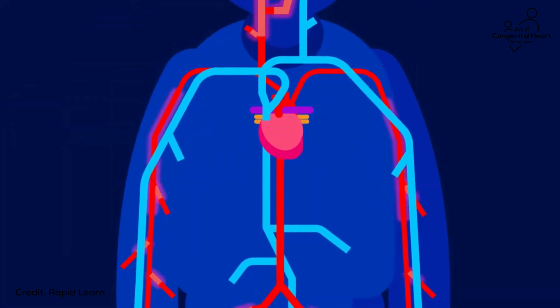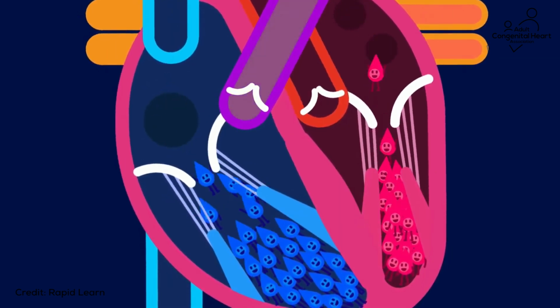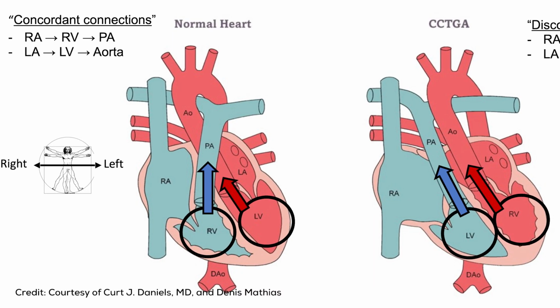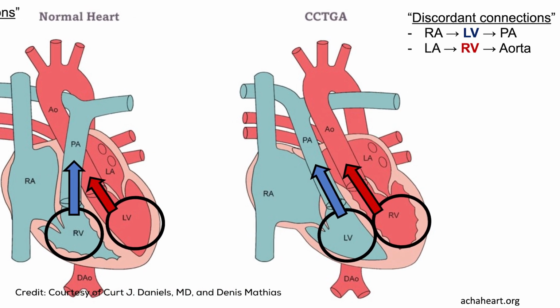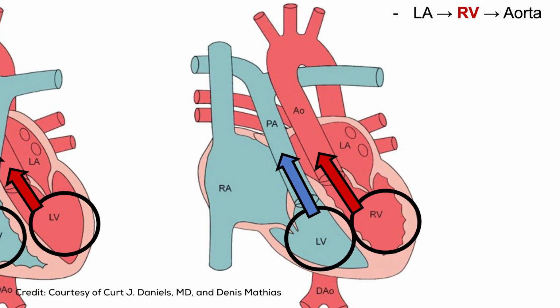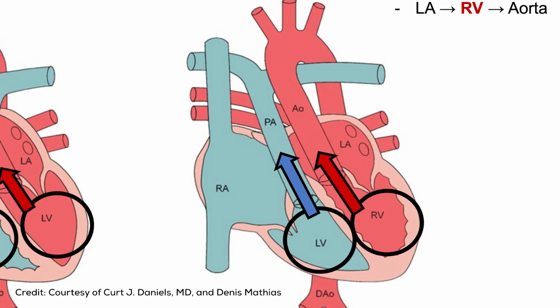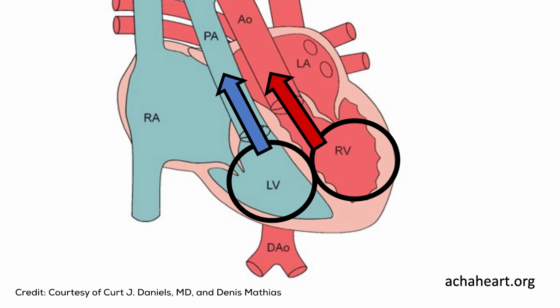So in other words, normally the right side, or specifically the right ventricle, that pumping chamber, is supposed to pump blue blood to the lungs, and the left side of the heart, or the left ventricle, pumps red oxygenated blood to the body. In CCTGA, the ventricles, as I mentioned, or the pumping chambers, are switched such that the right ventricle, which was really designed to pump blood to the lungs, which are lower pressure, is actually on the left side of the heart, and has to pump oxygenated blood to the higher pressure circulation in the body. And conversely, the left ventricle, which was designed to pump blood to the higher pressure body, is actually on the right side of the heart and pumps blood to the lungs.